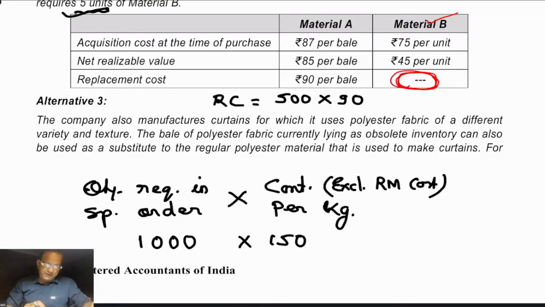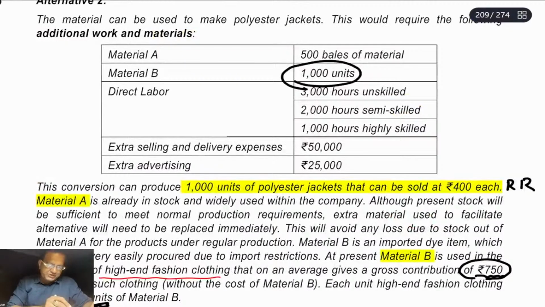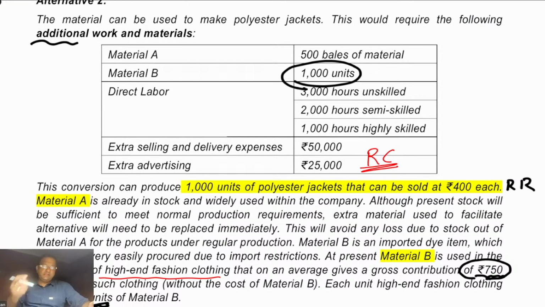Now, chalo. These are the relevant costs because the words extra, additional work have been given. Therefore, this should be considered as a relevant one, undoubtedly. These are the relevant costs because they are the extra cost that will be incurred if we opt for option number 2, that is alternate number 2, converting the polyester fabric into the polyester jacket.